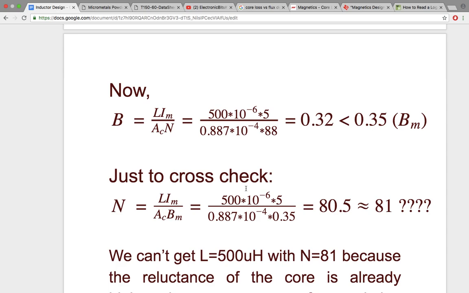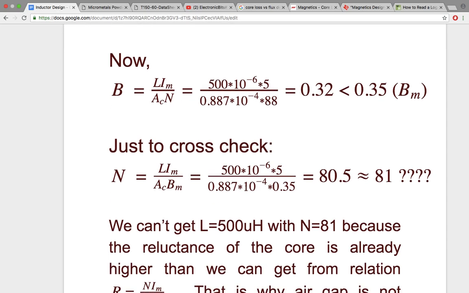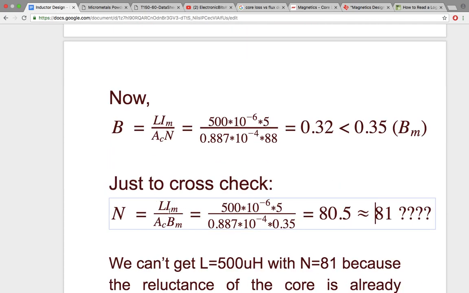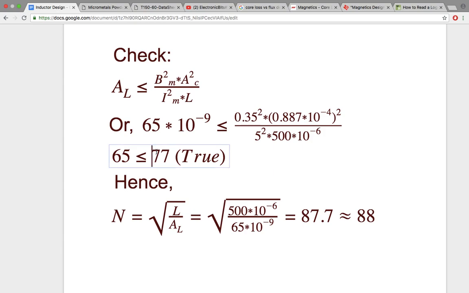Just to cross check, let us find the number of turns which we get from Ampere's law. Now you will see that the number of turns we got from the AL value is actually more than the number of turns we got from Ampere's law. So does it mean that we can use 81 turns and get the inductance value? No, we cannot, because whatever this formula is using, for that the AL value is 77. Okay, but our AL value is 65.